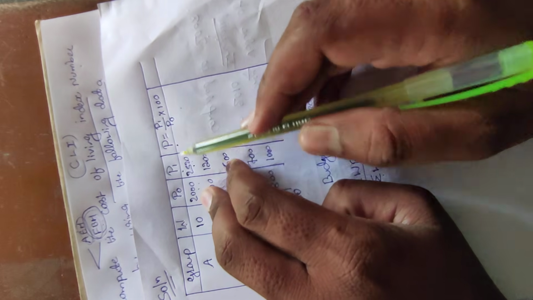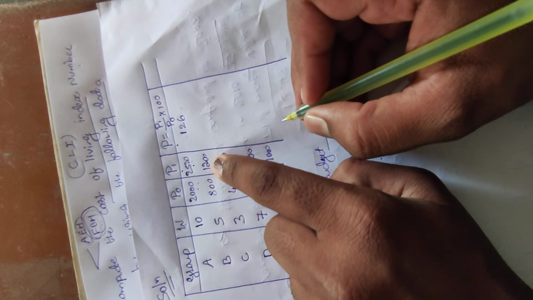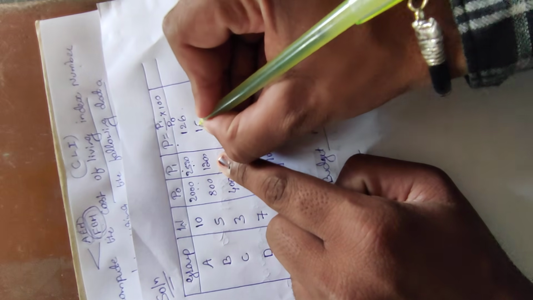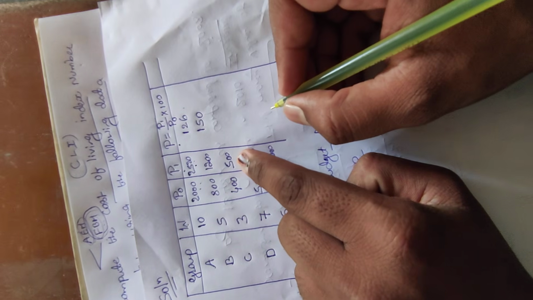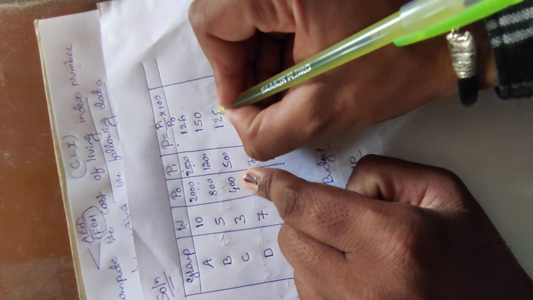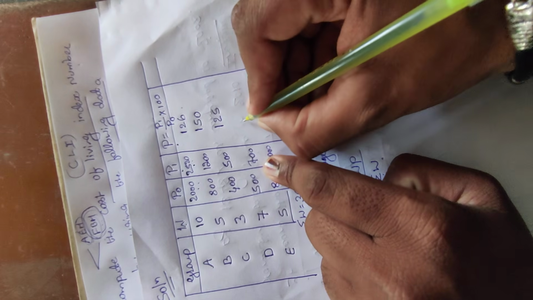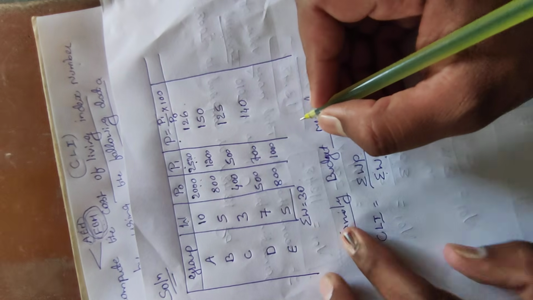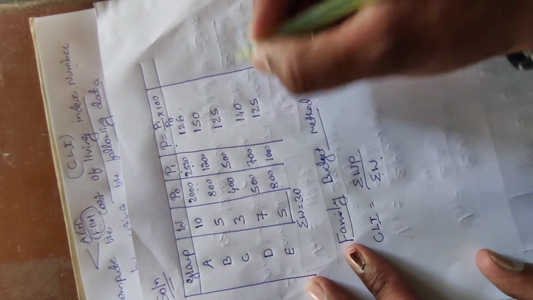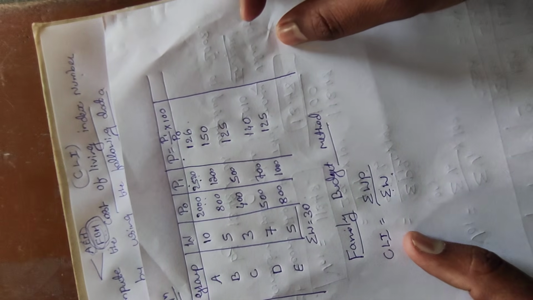2520 divided by 2000 into 100, you will get 126. Next 1200 divided by 800 into 100, we get 150. Next 500 divided by 400 into 100, we get 125. 700 divided by 500 into 100, we get 140. Next 1000 divided by 800 into 100, we get 125. Okay students, this is the way of calculating the price relative.